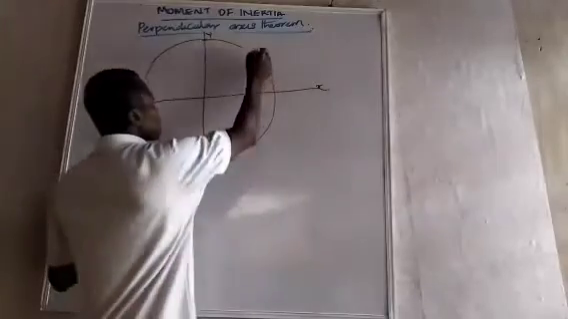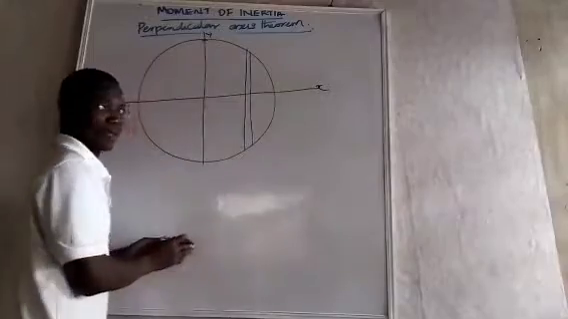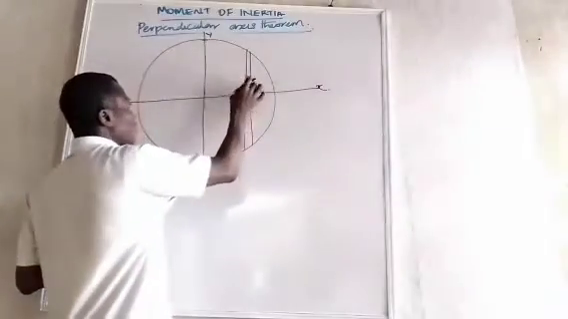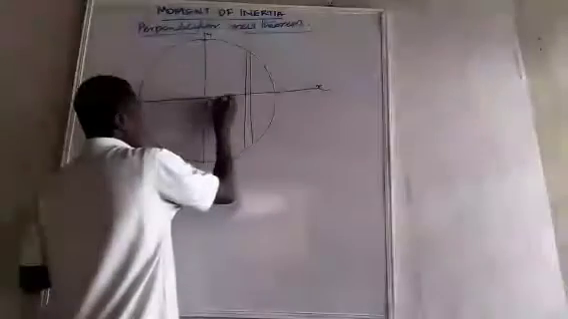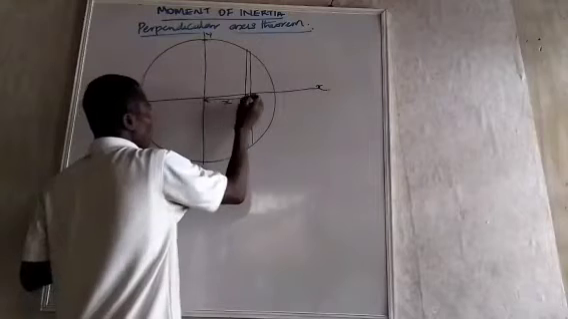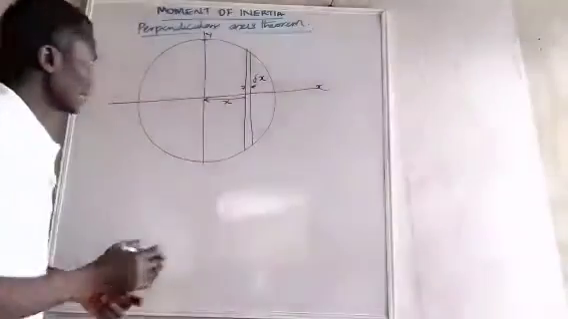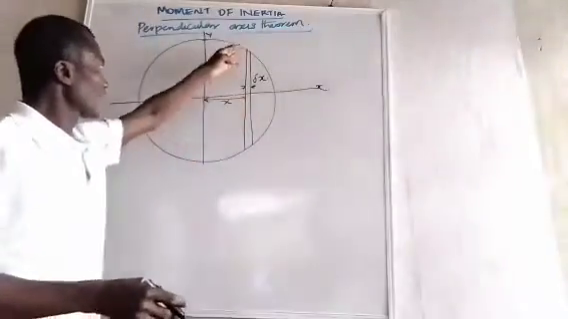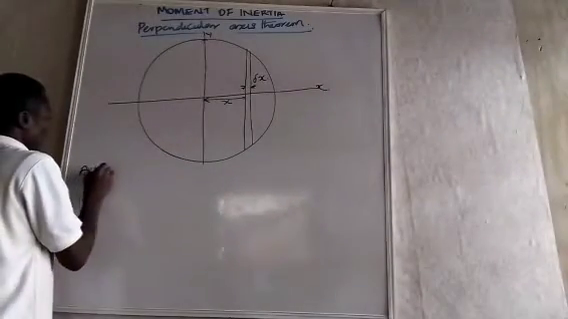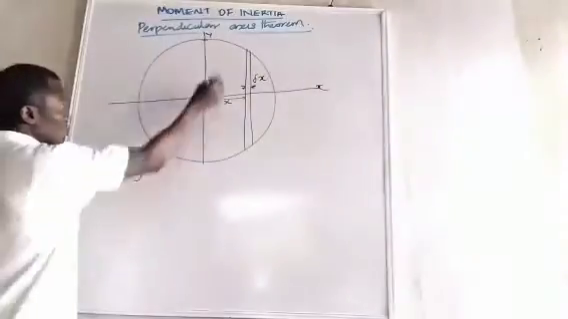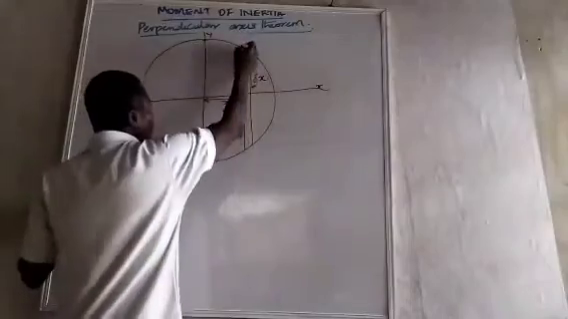And now, I take this small part, and I want to find the moment of inertia of this one about this y-axis. So this is x. This one will be delta x. So the area will be 2y delta x. You know this place to this place is y.